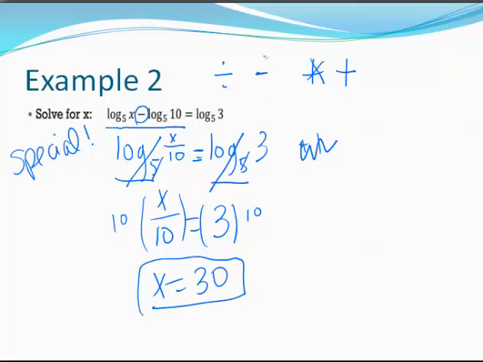Okay, so if you end up with something like this, a log equaling a log in the same base, that's the fastest way to do it. Cross out the logs and you just leave whatever the standalone, or what the big number was, what was here.